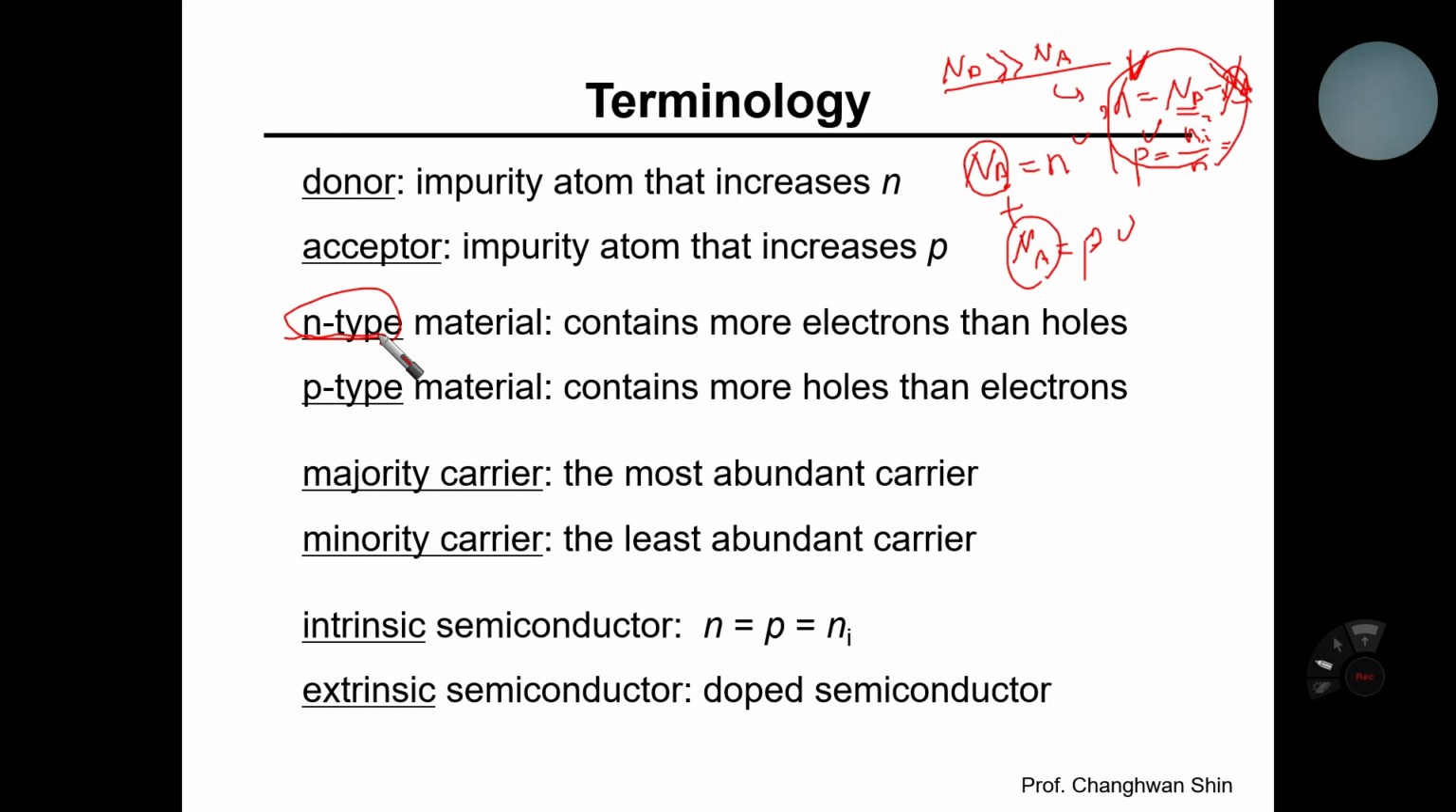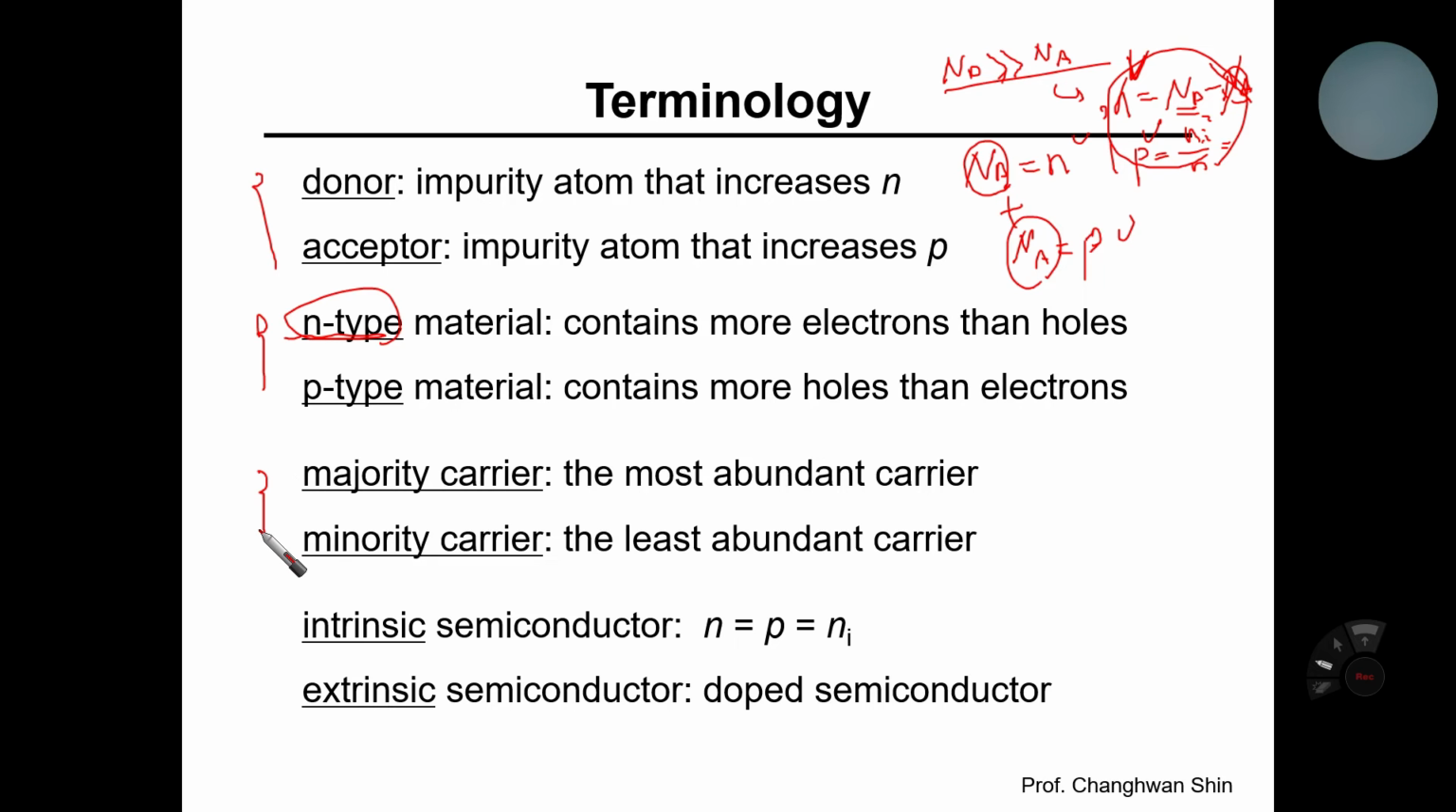Okay. So the basic idea is that n-type material can have more electrons than holes, and p-type material is the opposite. P-type material has more holes than electrons. P-type material, donor, acceptor.